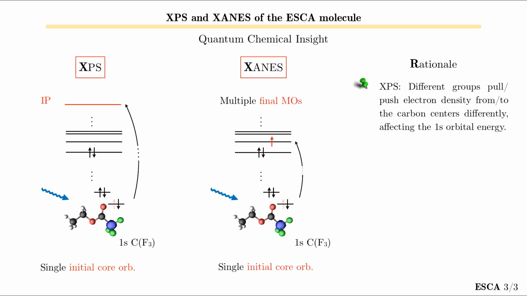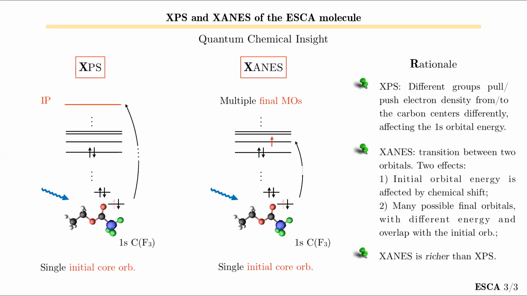And instead, when we go to XANES, we have not only to care about the initial, let's say, the starting orbital, but also we have a lot of possible final orbitals in which we promote the electron. And so we have to consider both things, and both contribute. Since you have now the energy of the starting orbital and the energy of the final orbitals, and not all the transitions are bright in the same way, you have this basically scramble of transitions that occupy all the spectrum. So XANES is richer in information, but is also more complex.